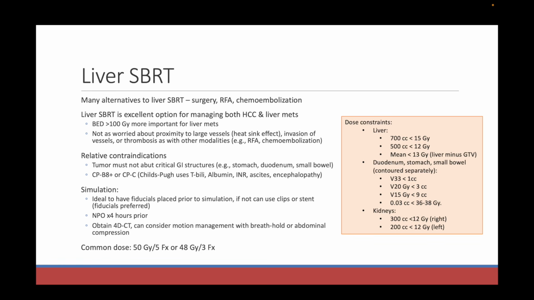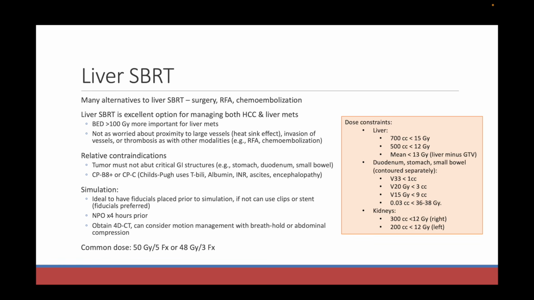You want to get a 4D motion scan, somehow account for motion management, whether that's with breath hold or abdominal compression. And you want to give IV contrast for the liver. Common doses are 50 Gy in 5 fractions or 48 Gy in 3 fractions. The duodenum, stomach, and small bowel constraints are exactly the same as what we talked about for pancreas SBRT.